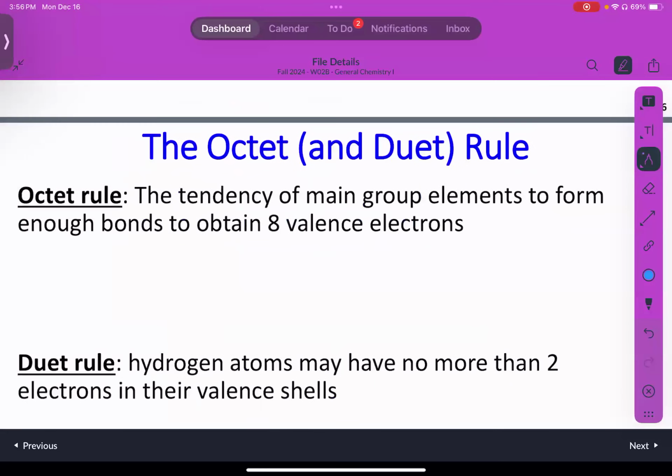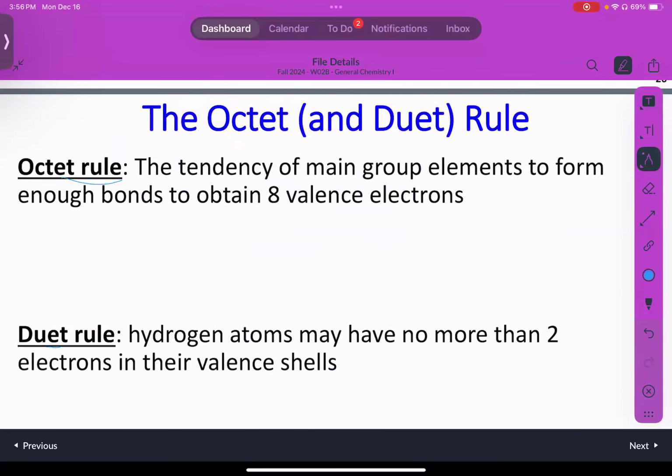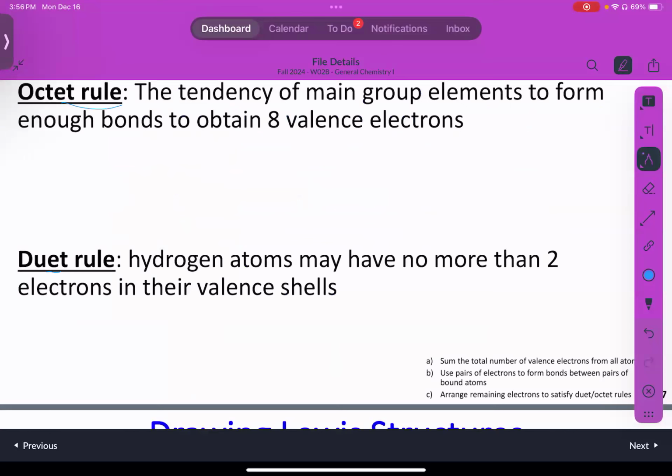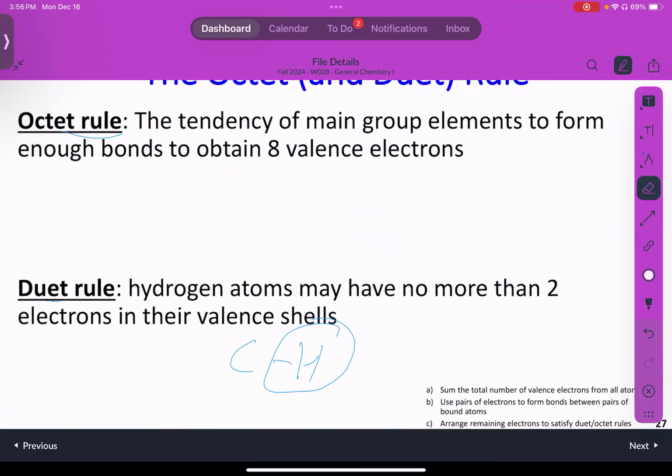So now this is the octet rule and the duet rule, right? The duet rule is just with hydrogen. So hydrogen only likes to have two electrons, right? So let's say this is CH, right? This hydrogen is satisfied, right? But with methane, so this is methane. So this would be CH4. Oh gosh, let me redraw that. Sorry guys.